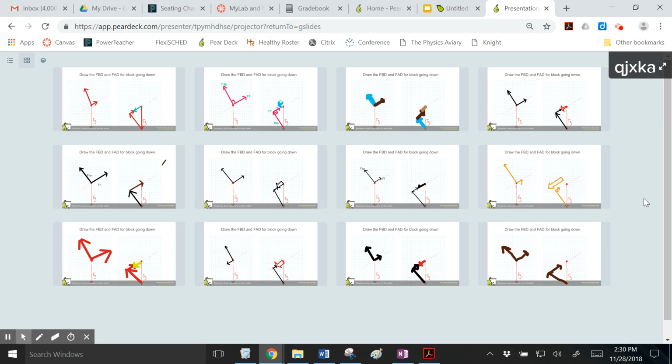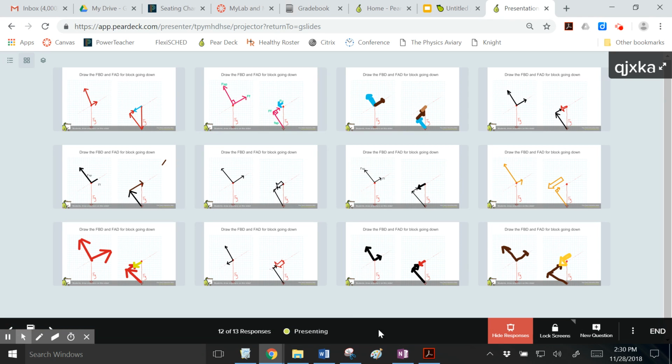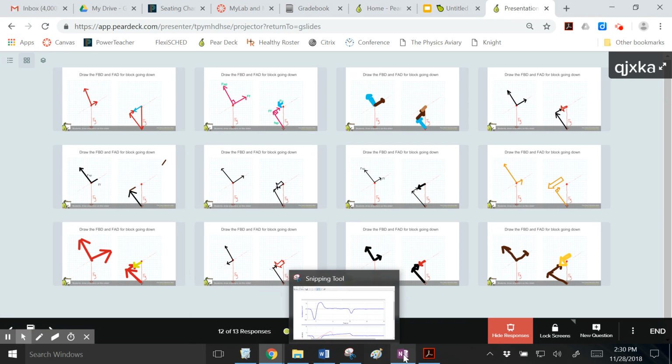And if you put that friction up the ramp, look at what that does to the size of the FU. It makes it much smaller. So now I've got a much smaller FU.